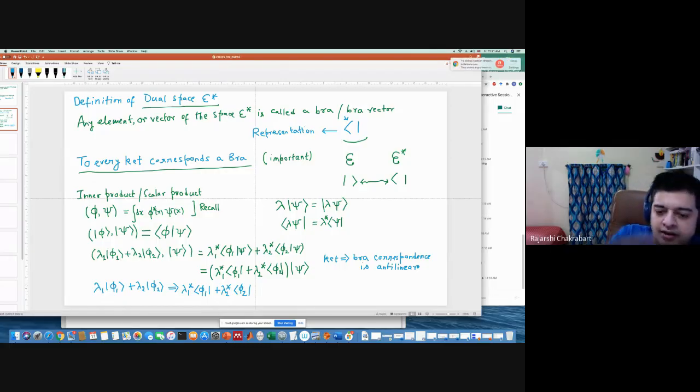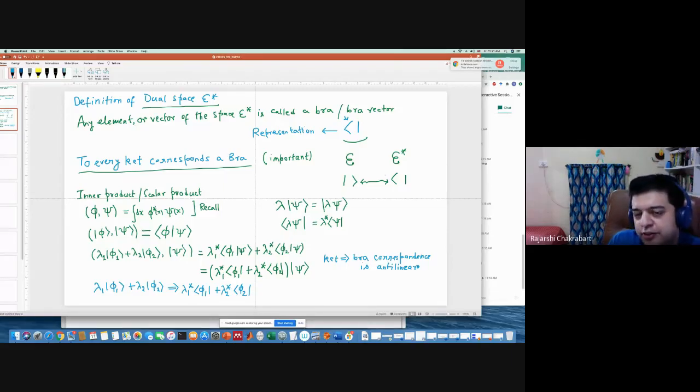Since we have a star, because ket and bra belong to different spaces: the ket belongs to a state space, and the bra belongs to another state space, which is a dual space of the ket space, isn't it? That I showed you here, whatever this curly epsilon shown here. This is a state space where all the kets belong, and this epsilon star is another state space where all the bras belong.